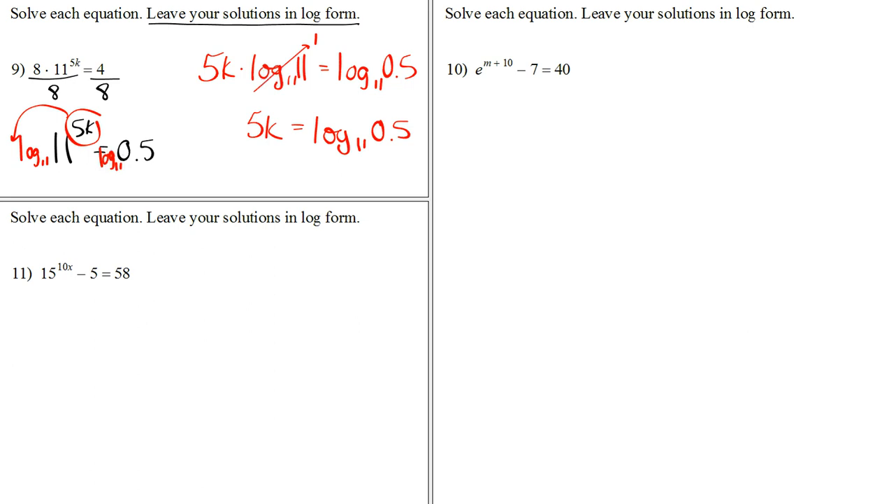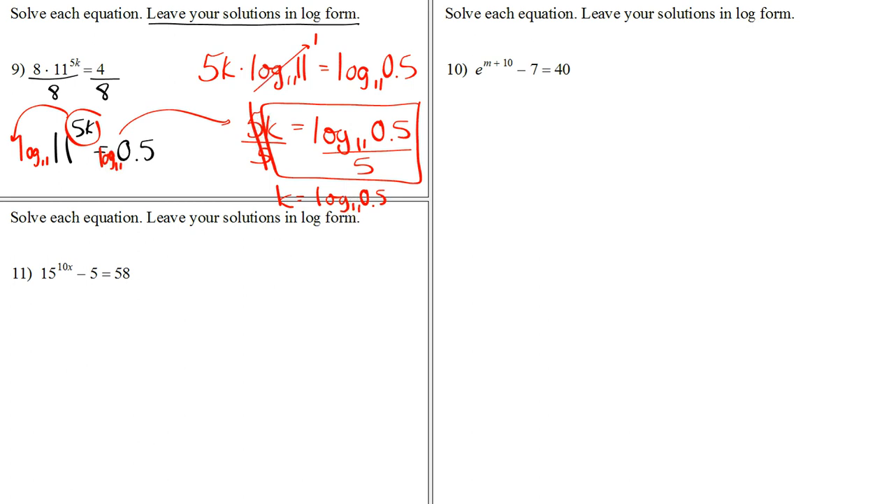So hopefully you can see a way to get from here over to here, maybe skipping that step in between. So you see the 11 on the left side goes away because now we've got a log base 11 on the right. All right, then we're going to divide that by 5. And this is it. This is the solution because we're leaving it in log form. We're not going to get rid of anything. And we'll talk about some properties that might allow us to rewrite that if we had a notion to.